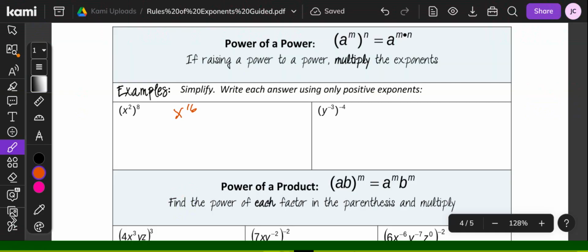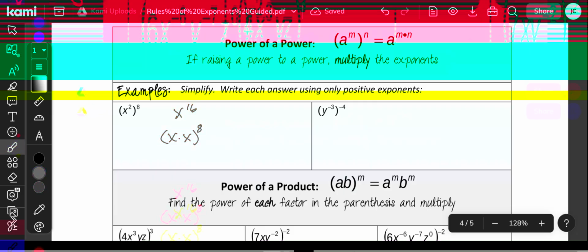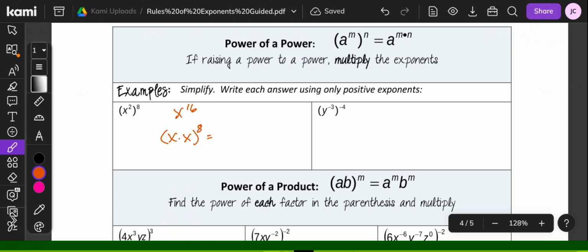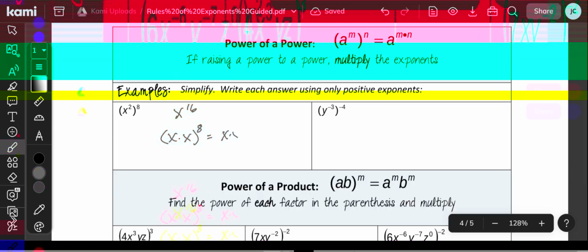Now, let's just talk about it a second. What's x to the second? x times x. And then to the 8th, so that means I'm raising all of that, I'm going to multiply 8 times. So this is x times x, x times x. So I'm writing x times x 8 times.